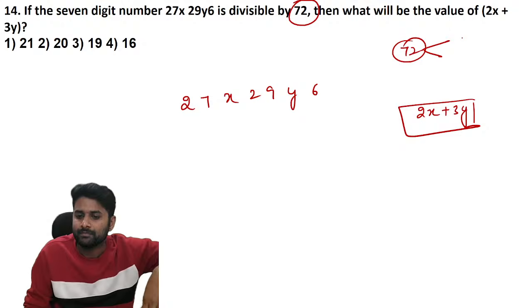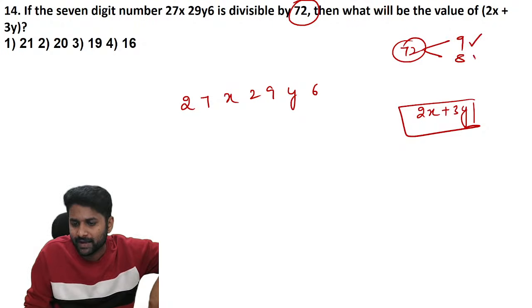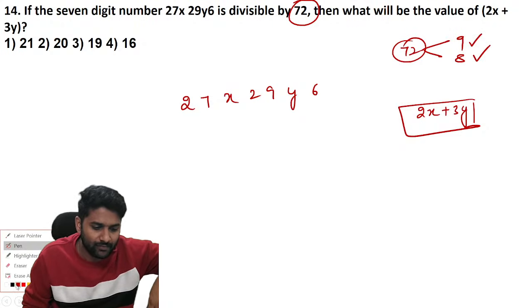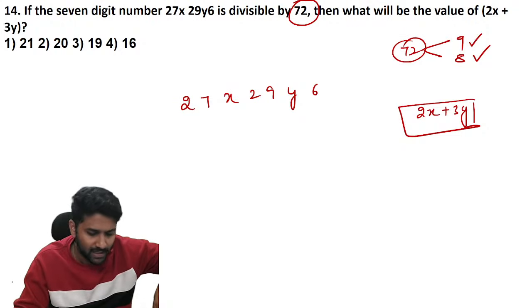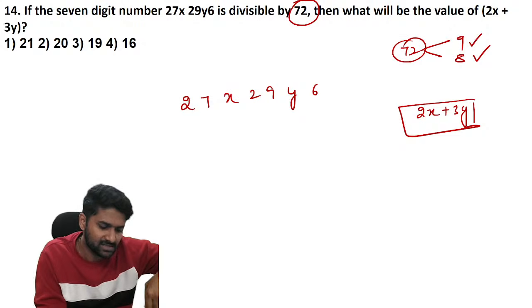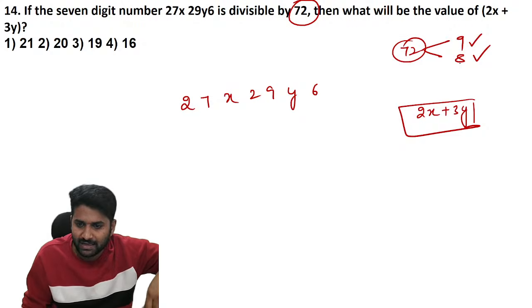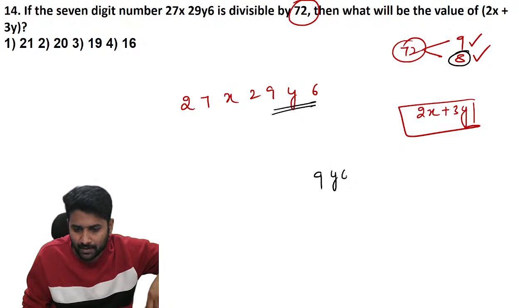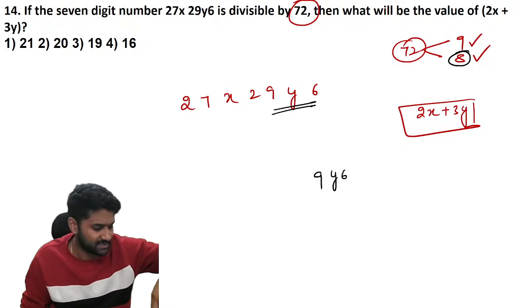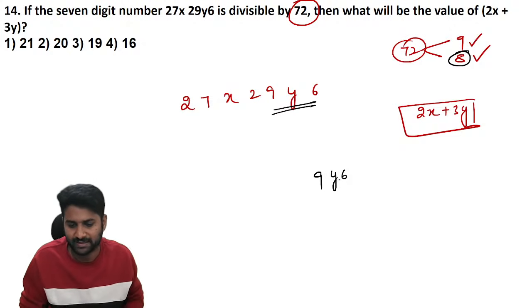Remember, guys. LCM of 9 and 8 is 72. If any number is divisible by 9 and divisible by 8, the same number is also divisible by 72. LCM of 9 and 8 is 72. Let's take the divisible by 8 rule. Divisible by 8 rule: last three digits are divisible by 8, and the divisible by 9 rule, the sum of digits.